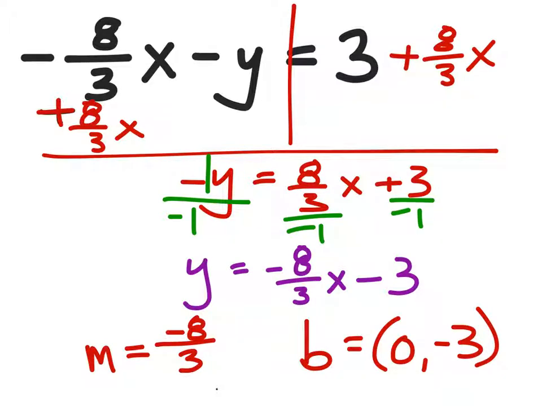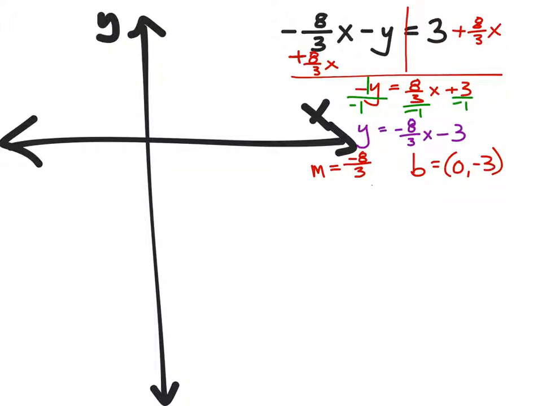But we need to graph this thing. Okay, let us go down to 0, negative 3. So that would be about right here. 0, negative 3. And my slope tells me to go down 8 from this point. So I'm going to go down 8. 1, 2, 3, 4, 5, 6, 7, 8. So I went down 8. And then I'm going to go to the right 3. 1, 2, 3. Which puts me about right here.